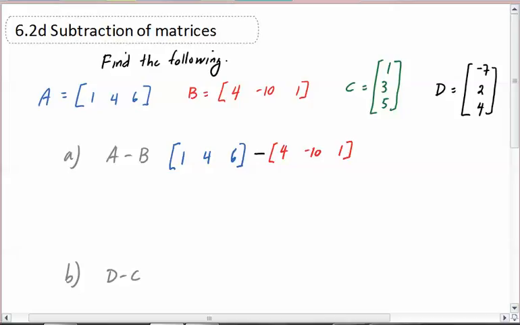A lot of times what people would choose to do is to not subtract, just to add the opposite. In other words, just turn it into the inverse matrix and then just add them. That's what I'm going to choose to do on this one. My answer ends up being negative 3, 14, and 5. Basically it's the same thing as doing A plus a negative, finding the inverse of B and then adding it to A. It's pretty simple. We have 1 and negative 4 is negative 3, 4 and 10 is 14, and 6 and negative 1 is 5.